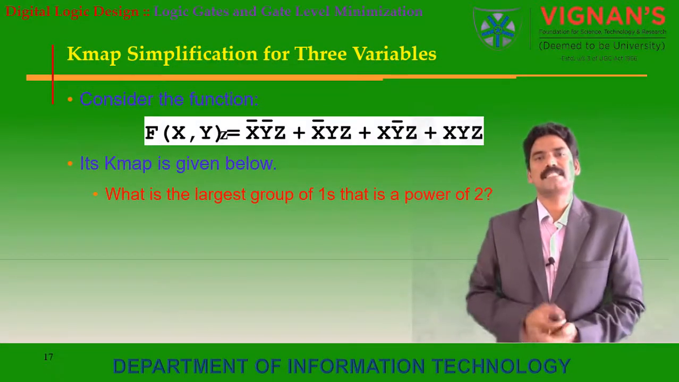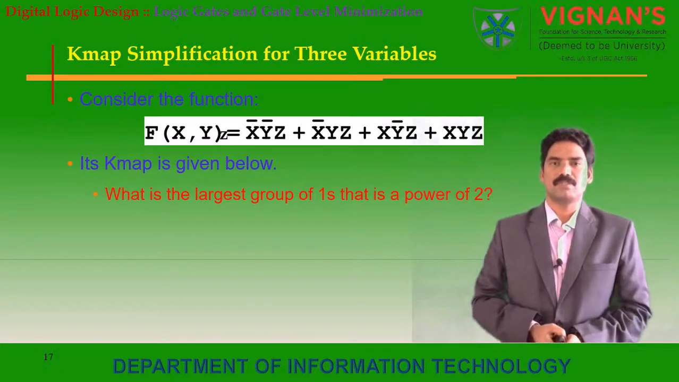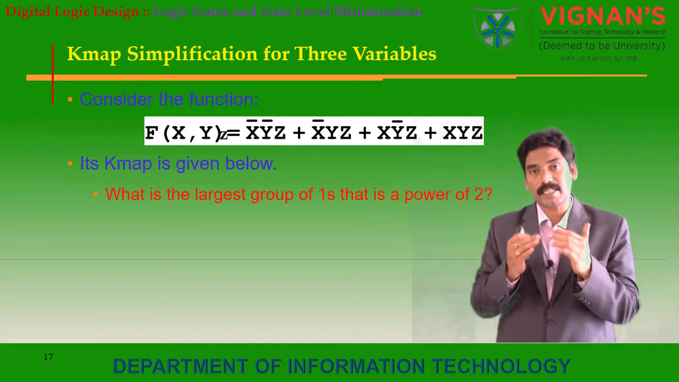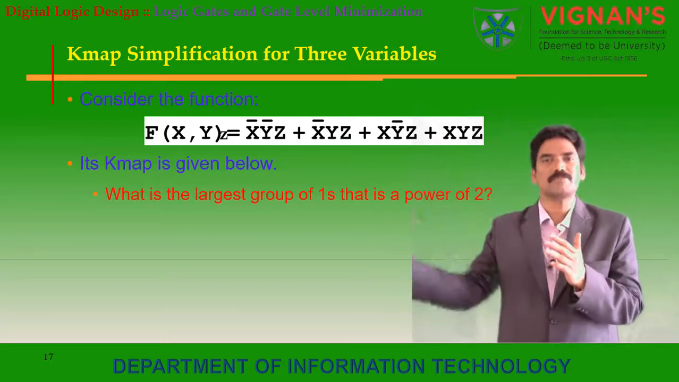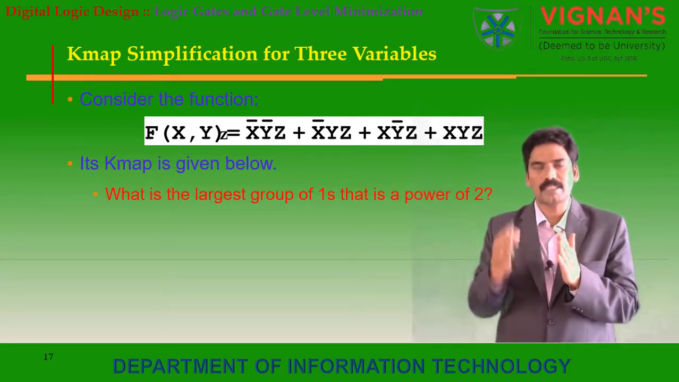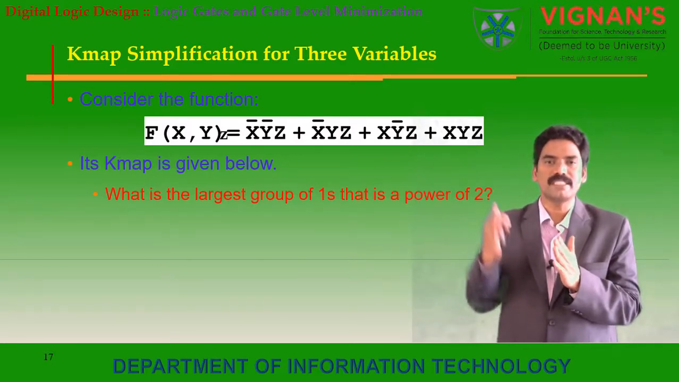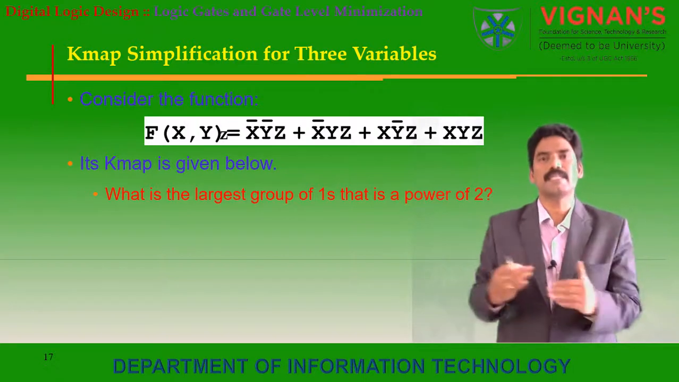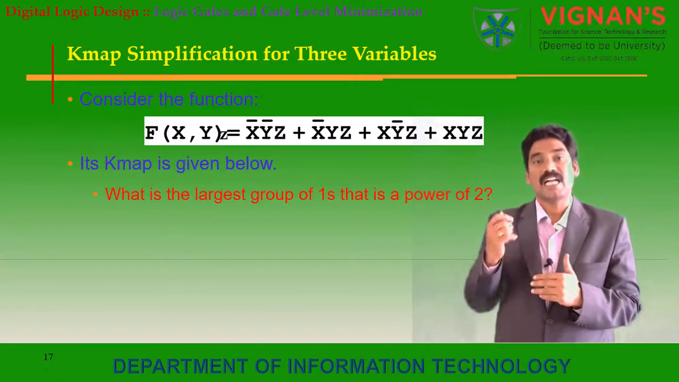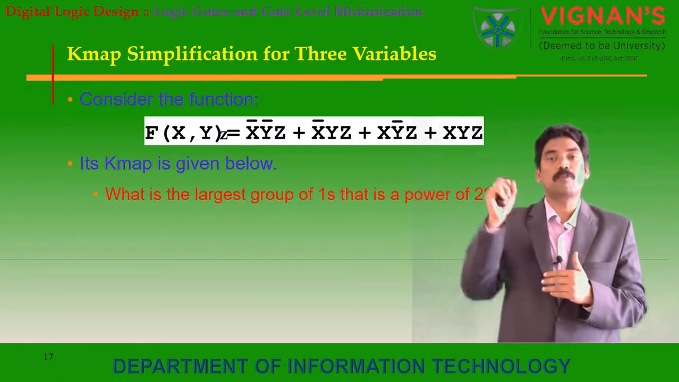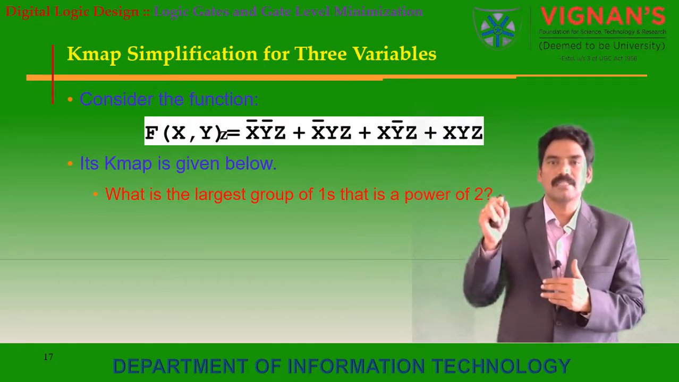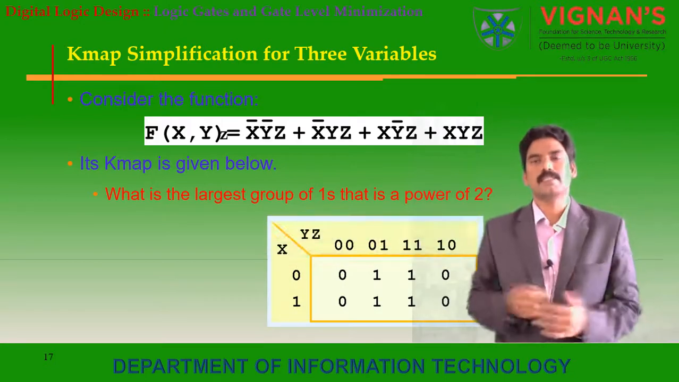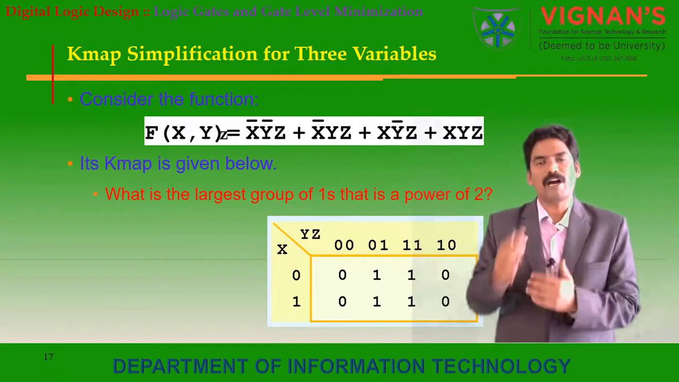Now, consider this expression: f of x y z is equal to, how many variables are there? 3 variables. How many minterms are mentioned? x bar y bar z plus x bar y z plus x y bar z plus x y z. This is the expression. And what is the largest group of ones? That is a power of 2. So this is the mapping of ones.